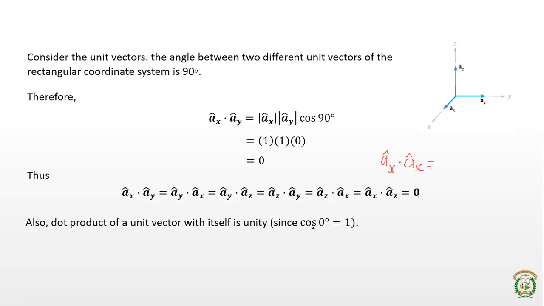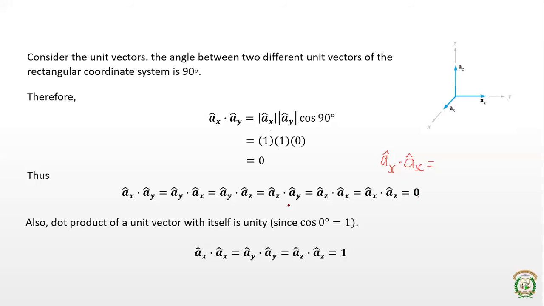the angle between a vector and itself. So what is the angle between ax and ax? It is 0, right? So cos 0 is 1. That's why ax dot ax, ay dot ay, or az dot az is 1. Okay, so this is the dot product between different unit vectors.